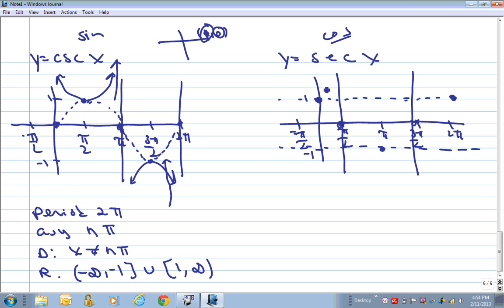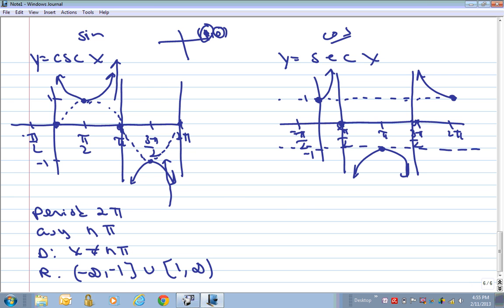And our secant graph moves toward the asymptote. So here it's going to move up toward the asymptote. Here it's going to move back down toward the asymptotes. And here it's going to move toward the asymptotes. All right, and that's what our secant graph looks like.